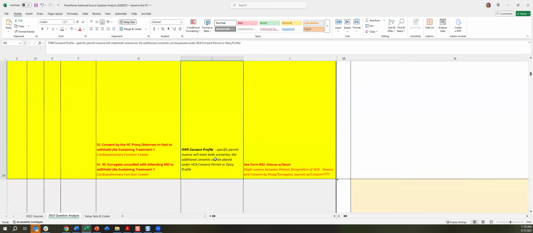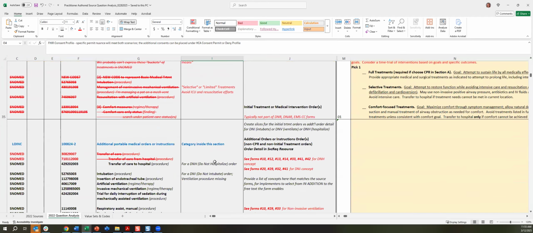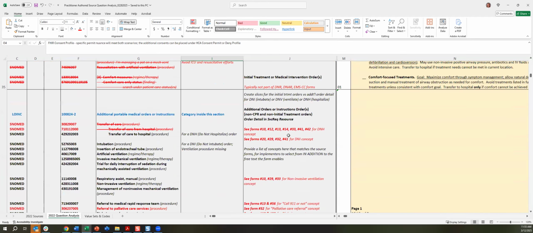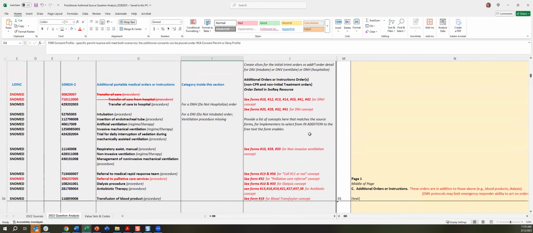So a lot of these nuances, man, you got to pull them out. You got to tease them out and really bring them to light. You guys can see all the form references here. So how many forms had a do not hospitalize concept? How many forms had a do not intubate concept? And then we know, well, gosh, that's a lot of forms. You know what? We better find a way to handle that.